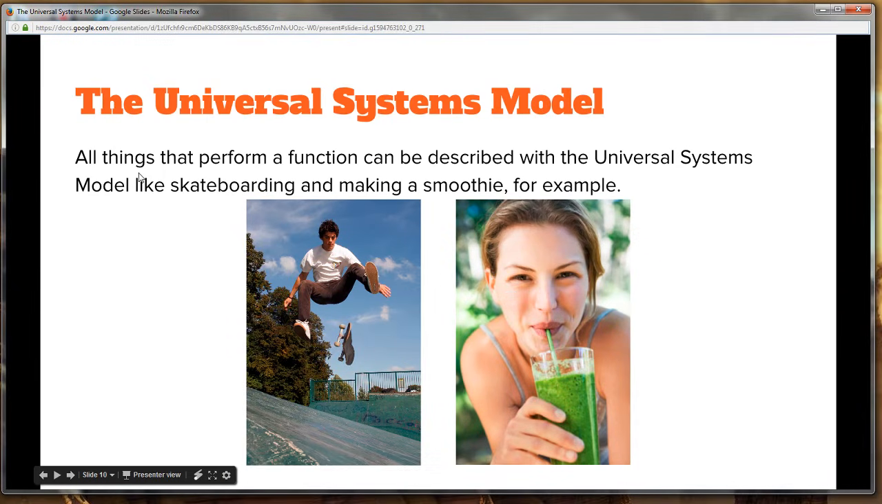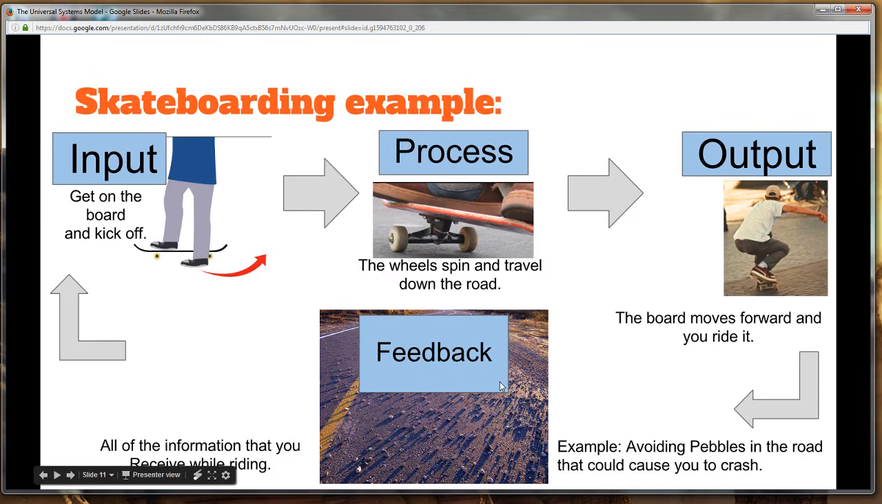All things that perform a function can be described with the universal systems model, like skateboarding and making a smoothie, for example. We can use the universal systems model to describe lots of different processes. Let's take a look at the skateboarding example. So I have my four main components: input, process, output, and feedback. Look at each one. My input command is to get on the board and kick off. The process is the wheels spin and travel down the road. The output would be that the board moves forward and you ride it.